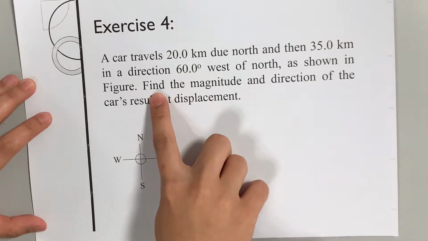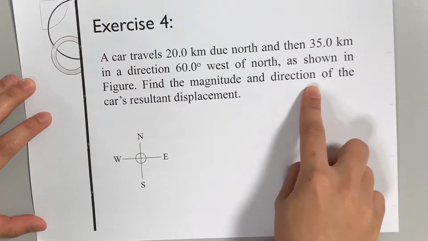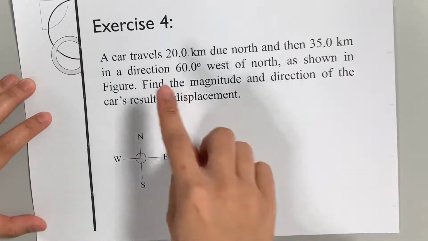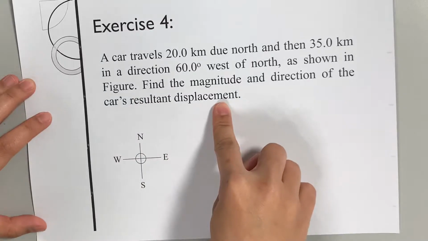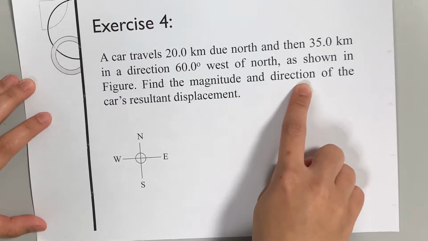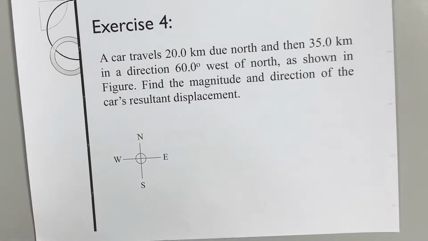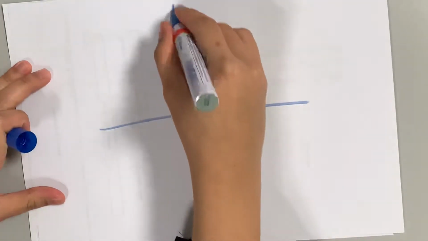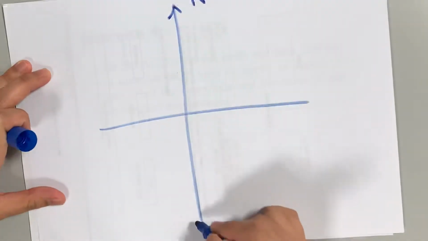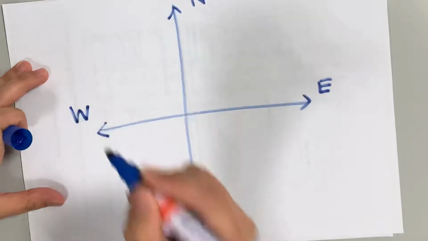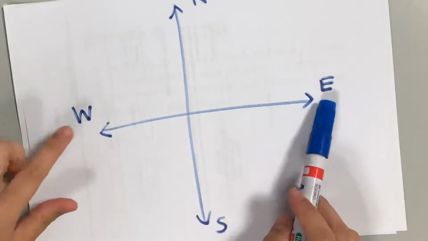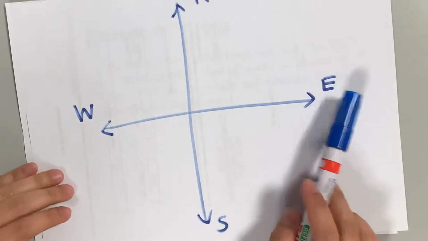And even if the question didn't say to find the magnitude and direction, for example, if the question just says find the resultant displacement, it means you have to find magnitude and direction. Okay, first of all, you have to draw a free body diagram. North, south, east, west. Don't get confused with this. Some of you put west here.